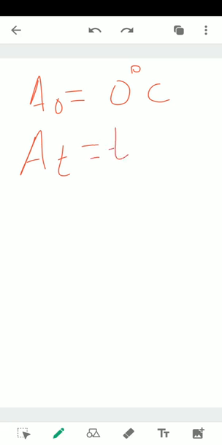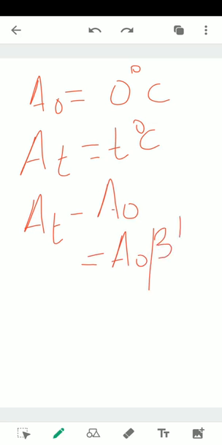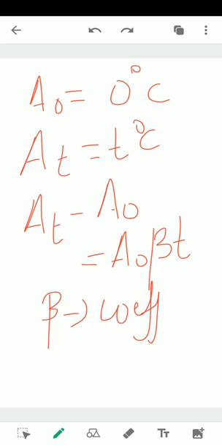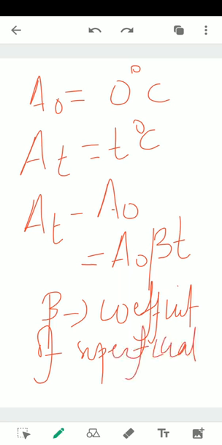If A0 is the area at 0 degree centigrade, and AT is the area at T degree centigrade, then the increase is given by AT minus A0 equals A0 into beta T. Now what is beta? Beta is nothing but the coefficient of superficial expansion. So this is the discussion regarding superficial expansion, or the increase in area.